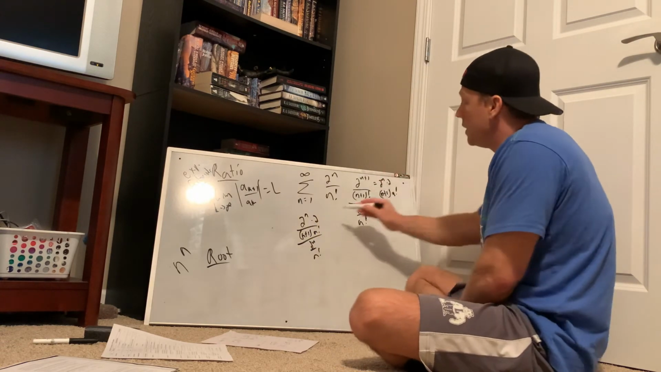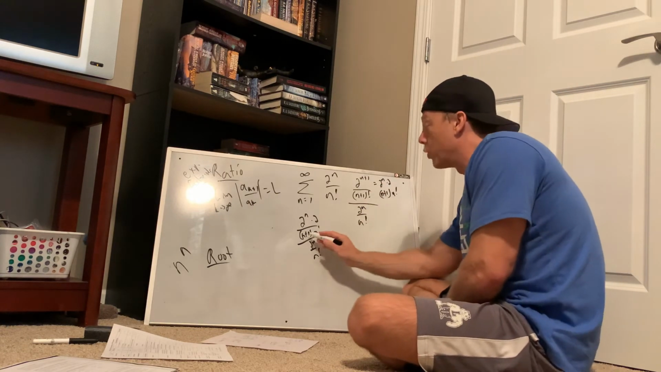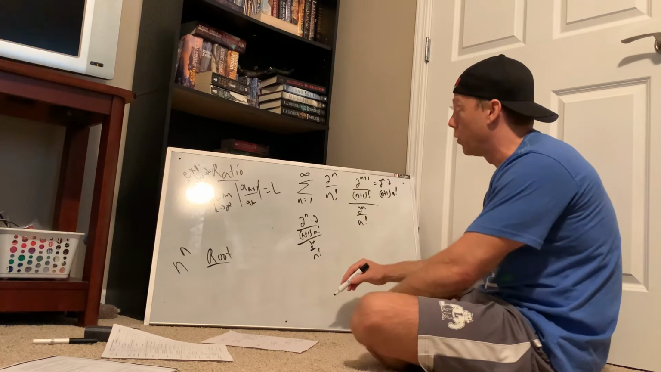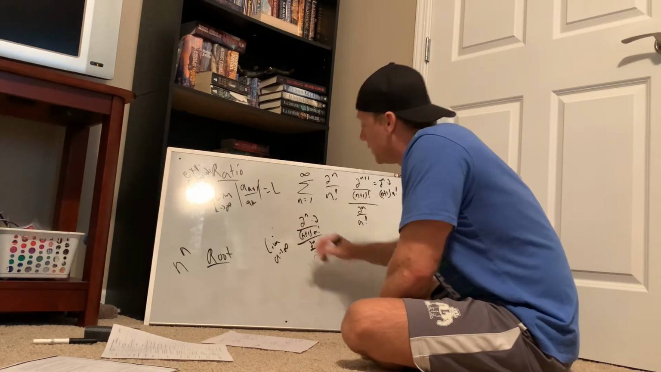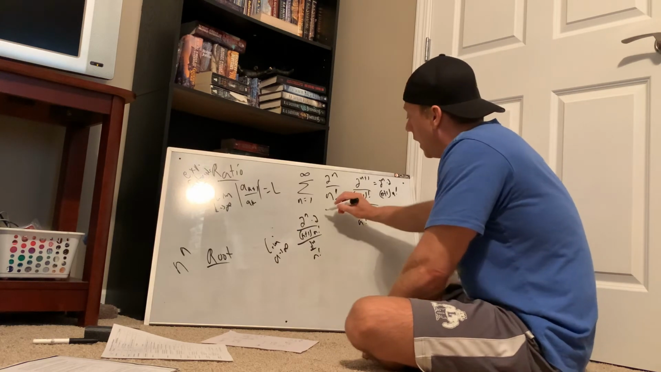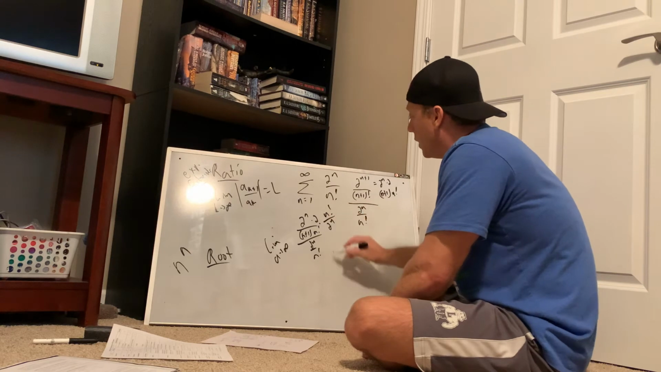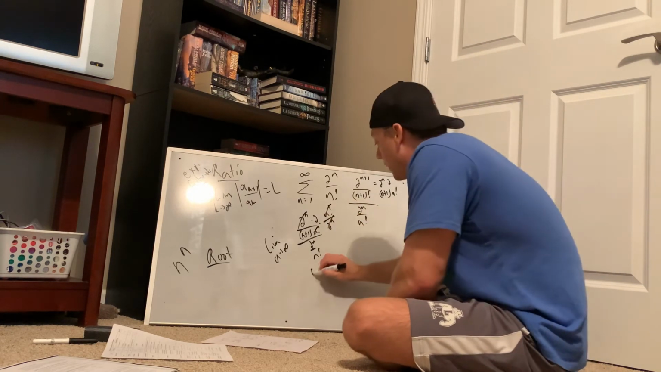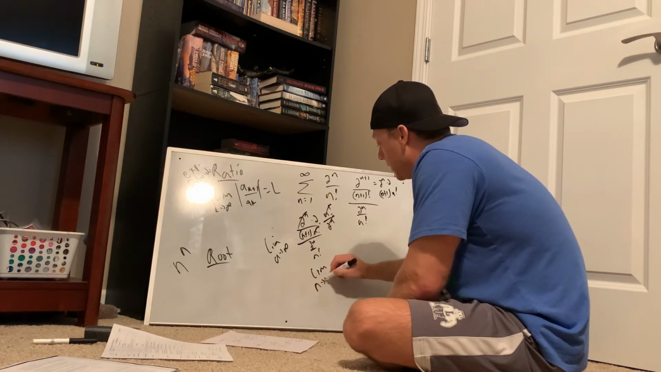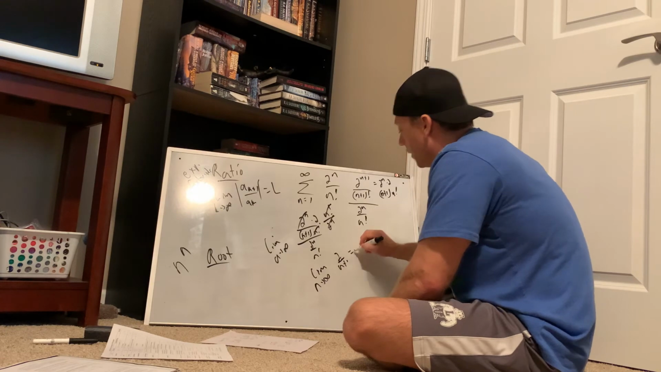So you can replace 2 to the n plus 1 by 2 to the n times 2, and n plus 1 factorial by n plus 1 times n factorial. Now, when I look at this limit as n approaches infinity, when I divide by a fraction, I multiply by the reciprocal. And if you look, the n factorials cancel out. So now I'm looking at the limit as n approaches infinity of 2 over n plus 1.